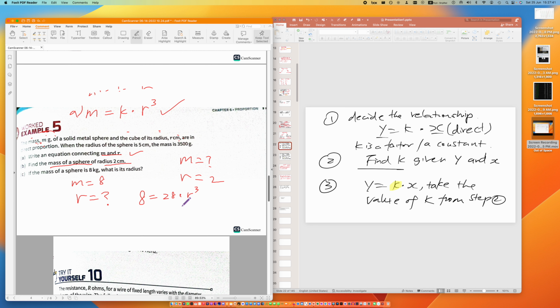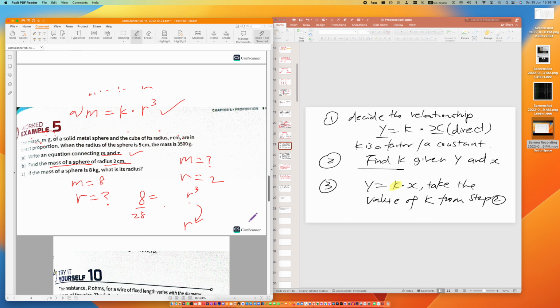This is times 28. You divide by 28, divide by 28 first. So when you divide by 28 here, you end up with R cubed. Then over here you end up with 8 over 28. Okay, then how do you continue? How do you get R? From R cubed, how do you get R? What's the opposite of cube?